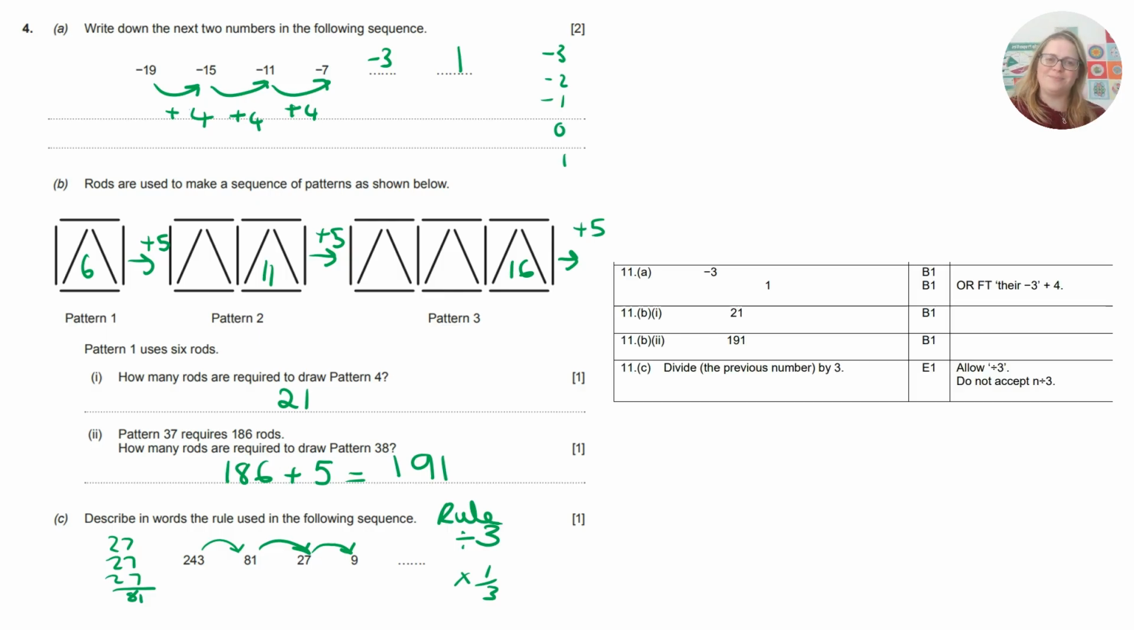And here are the answers that go with that. Sorry for the school bell. The first one you got is -3, and then you got the second mark for 1. The second mark you got for 21. Your third mark was for your 191, and the last one was dividing the number by 3. They didn't even show the times by a third, but it would have been the same type of skill. And there we go.